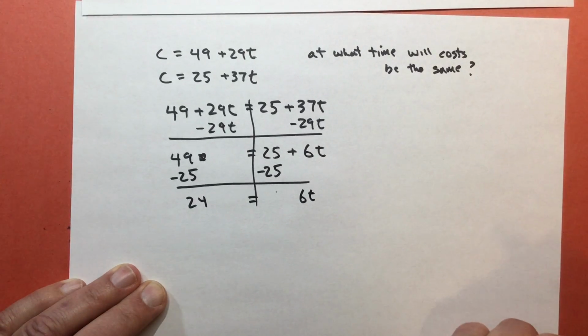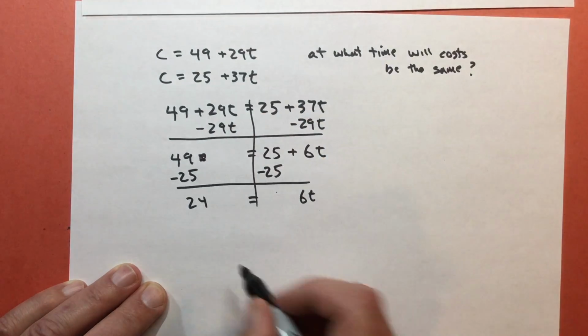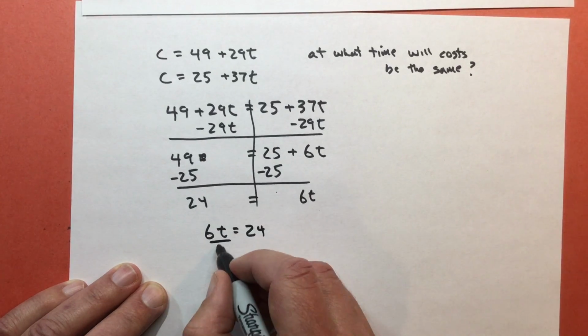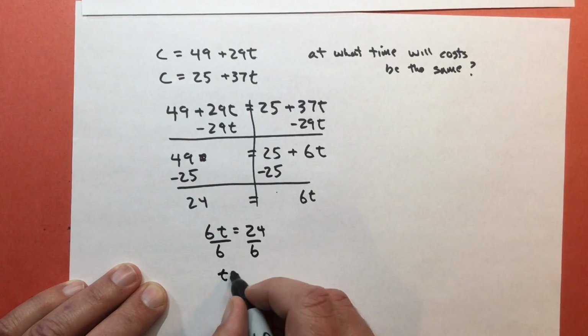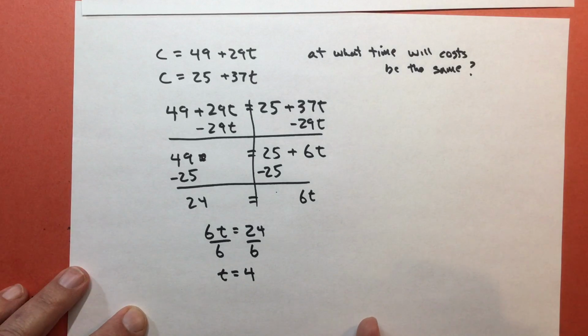Now I'm just going to clean this up a little bit. Because I've eliminated, I've got all this white space. I'm trying to line everything up. I get 6 times T equals 24, divide by 6, and I get T equals 4. So it seems that at 4 months, both of them are going to cost the same. What will that cost be?